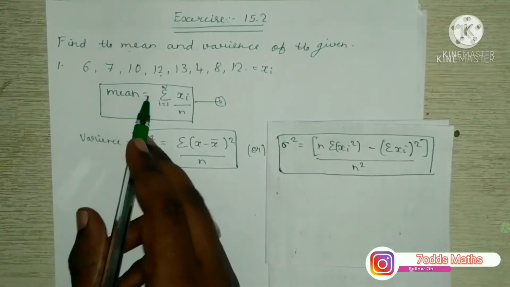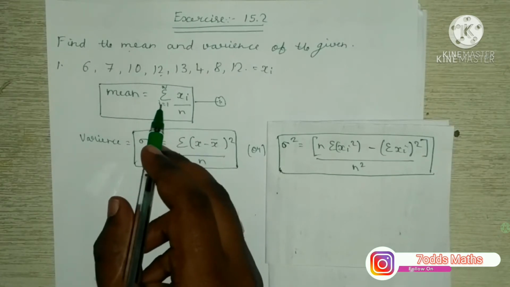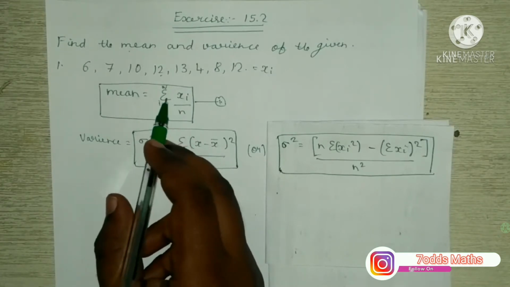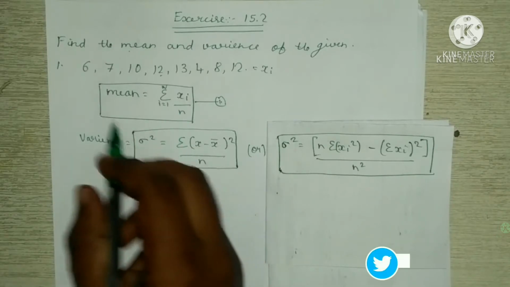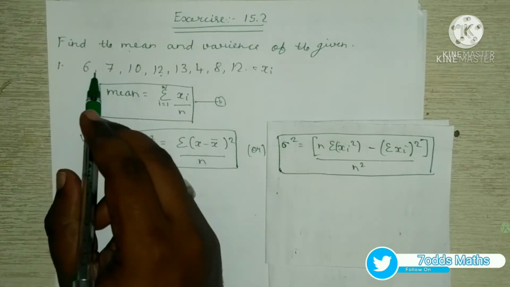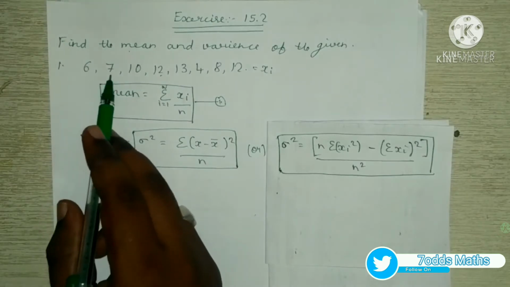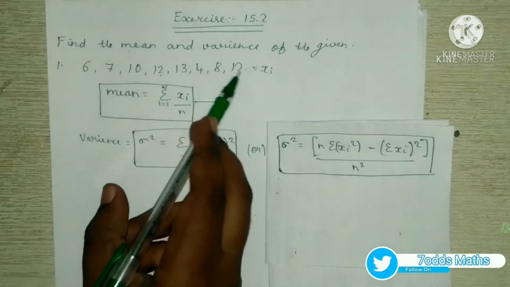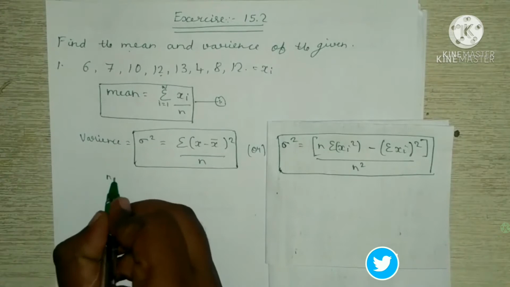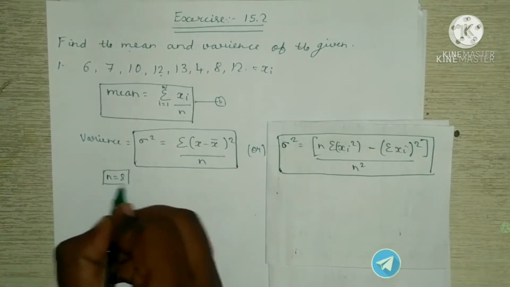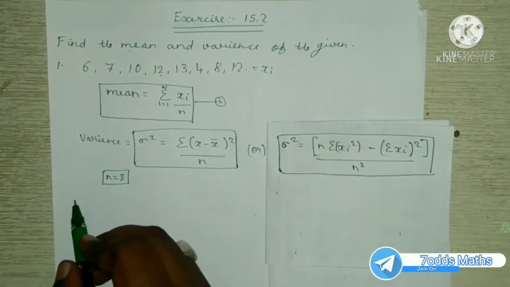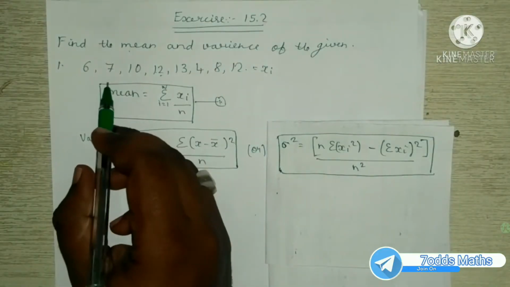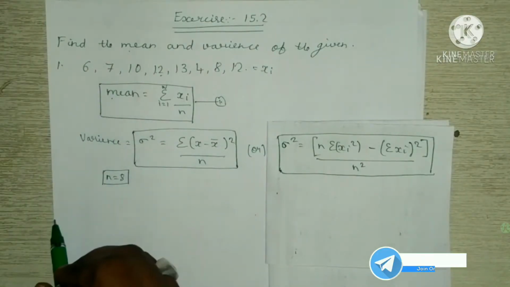The mean formula is x bar equal to summation xi, i varies from 1 to n, divided by n. n is nothing but the number of digits. How many digits are there in the given question? 1, 2, 3, 4, 5, 6, 7, 8. So n is equal to 8. xi is given in the question. Now we need to find the mean.